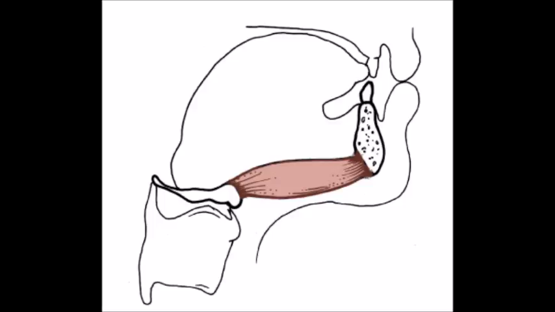Hyoid muscles, suprahyoid muscles. Mylohyoid. Origin: mylohyoid line of the body of the mandible. Insertion: body of hyoid bone and median raphe. Action: elevates hyoid bone and floor of mouth, swallowing, and depresses the mandible.